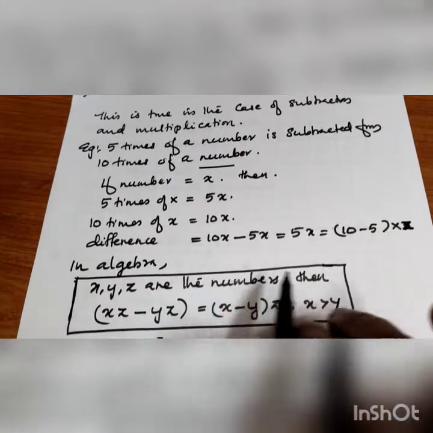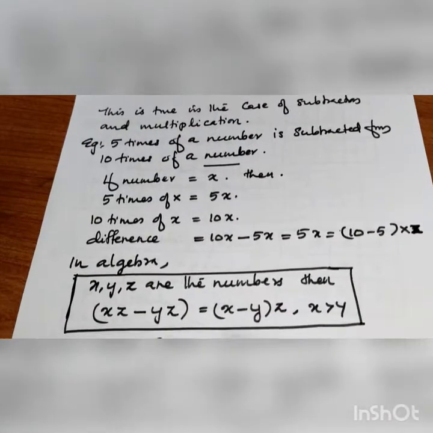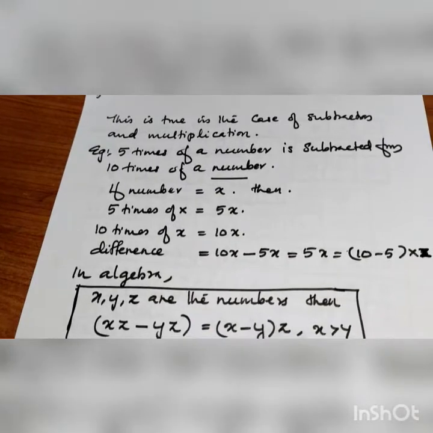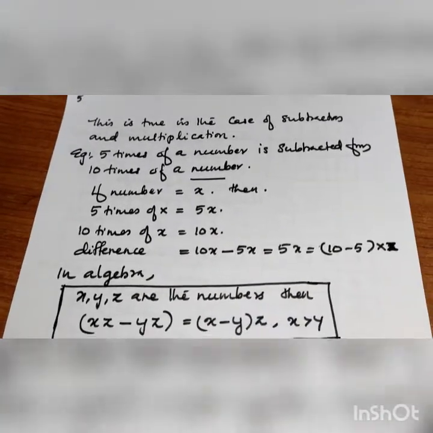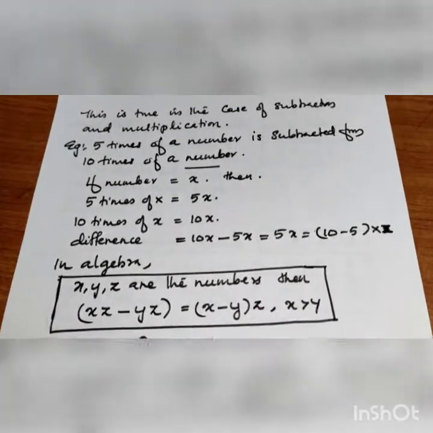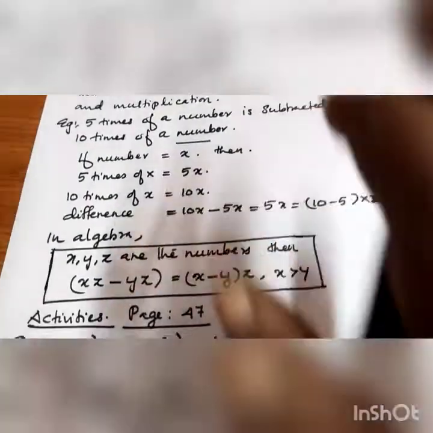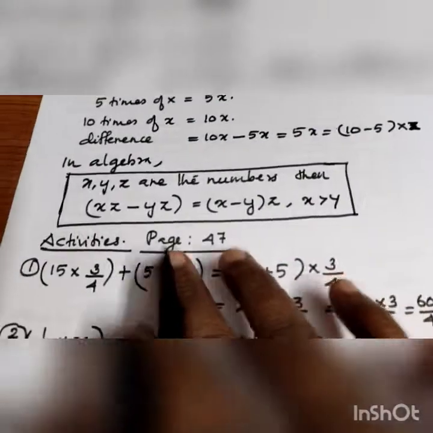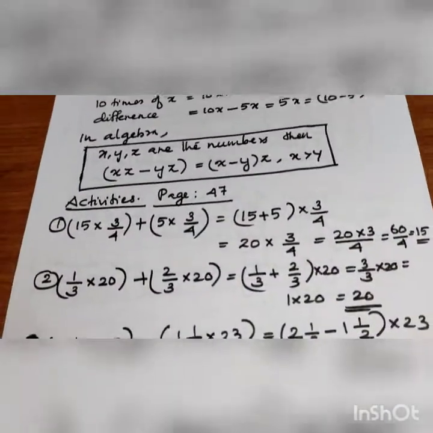This can also be used in algebra. If x, y, z are numbers, then xz minus yz is equal to (x minus y) into z, where x is greater than y. That is, in addition and subtraction, this rule is true. Then, activity, page number 47.